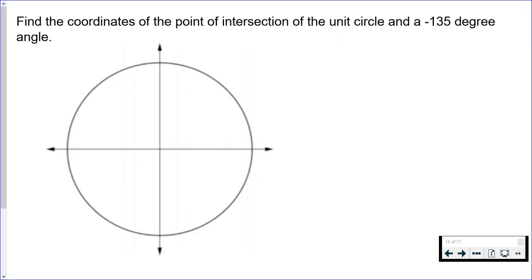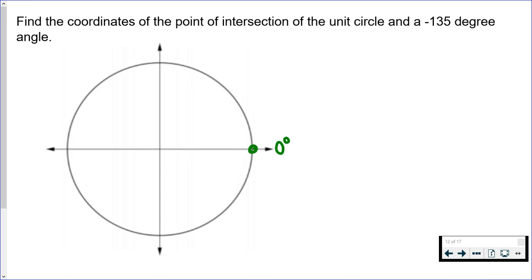This example says to find the coordinates of the point of intersection of the unit circle and a negative 135-degree angle. Now, quick review. This is your starting point on your unit circle. So this point that I just drew is 0 degrees.